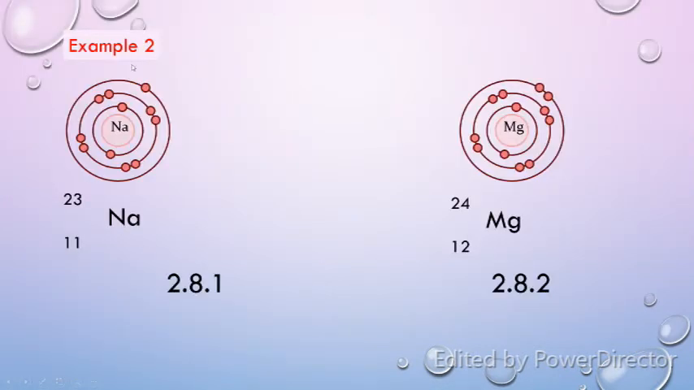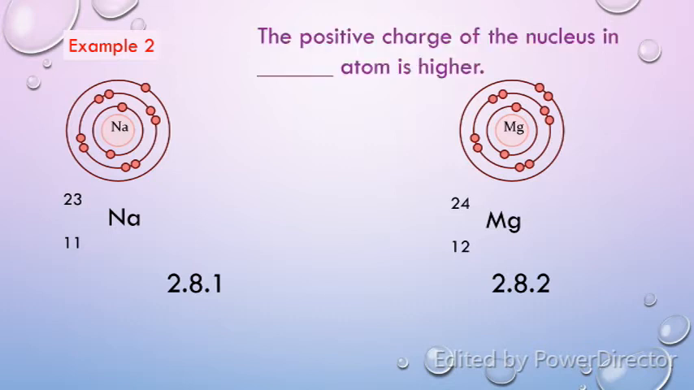So now I give you another example. Can you determine which one has a smaller atomic size? I give you the electron arrangement. You can notice that in these two atoms, you have 3 shells occupied by electrons. So in this case, how would you differentiate the atomic size? You just focus on the proton number. Which one has more protons?